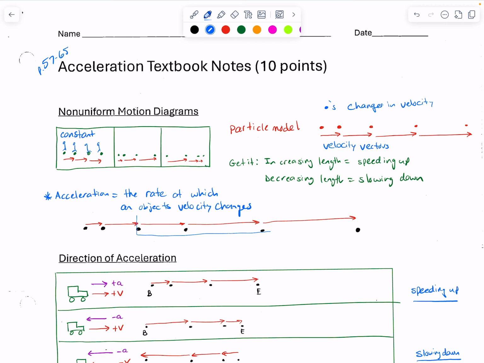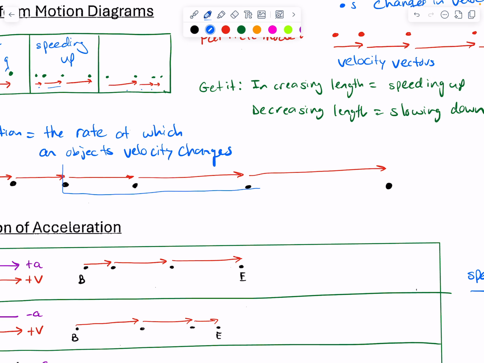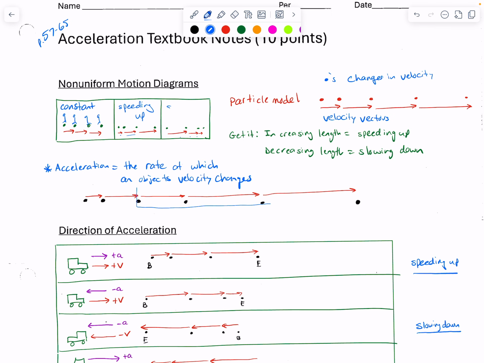When the arrows go from kind of small to a little larger to even longer, what's happening there is it's demonstrating something that is speeding up. All right, because it's getting longer, it's going faster, speeding up. When, however, the arrows tend to decrease in size like here, we would say that what's going on is it is slowing down. And this is using what's called a particle model. In a particle model, what's taking place is the dots represent the changes in velocity, and the arrows represent what are called the velocity vectors.